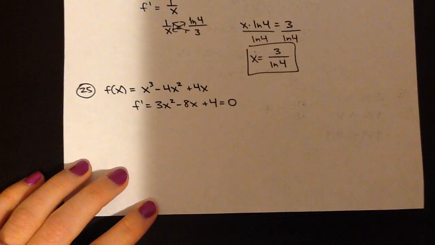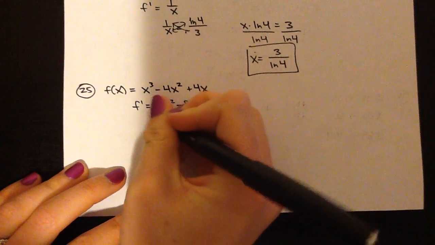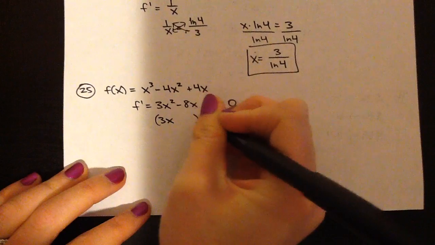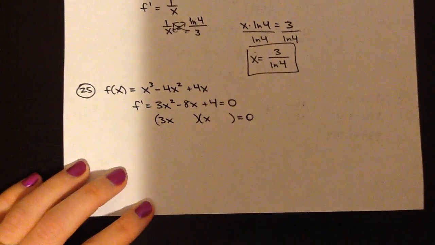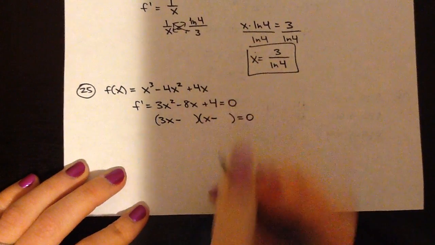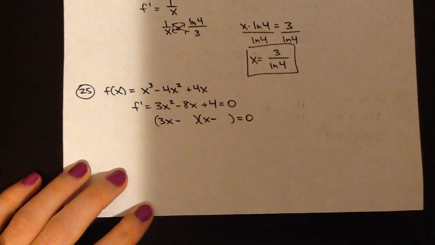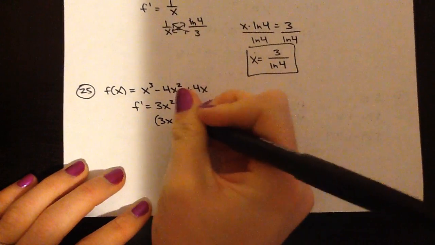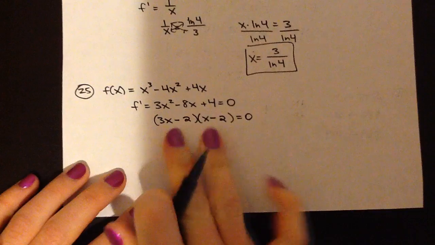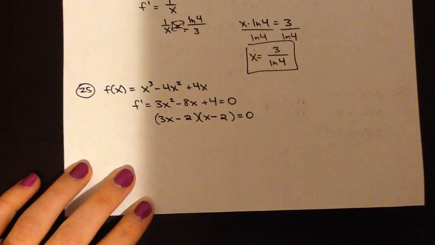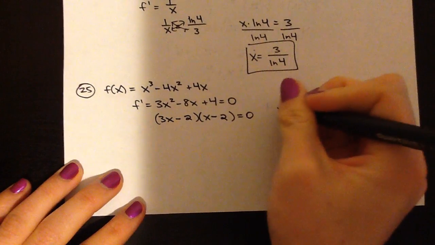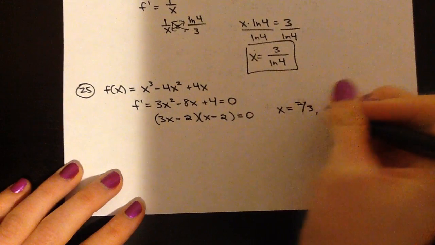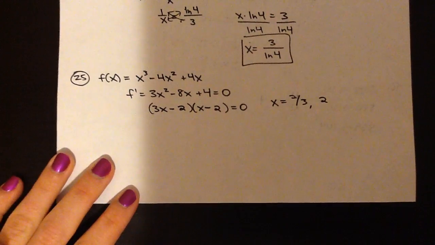Let's see if it's factorable. Start with 3x and x. I know they're both going to be negative because they multiply to a positive 4 but add to a negative 8. Maybe this isn't going to work. Oh yeah, okay, 2 here, 2 here, because then I get negative 6 and negative 2, and that gives me my negative 8. Okay, so I set these both equal to 0 and solve, and I get a nice 2/3 and 2, and those are my critical points.